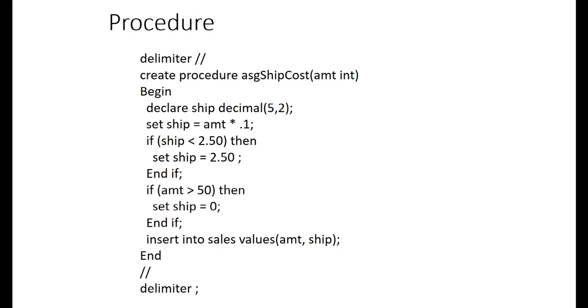And if 10% is less than $2.50, then we set it to be $2.50. We say, if it's too low, we'll just make it $2.50. Next, we're going to check and see, is the amount over $50? If the amount's over $50, they get free shipping. So we're going to set the ship variable to be 0. Now that we've done this, we're going to do our insert. Our procedure is going to insert into our sales table. I showed you that. We're going to insert the amount which was passed into us, and we're going to insert the shipping amount that we calculated.